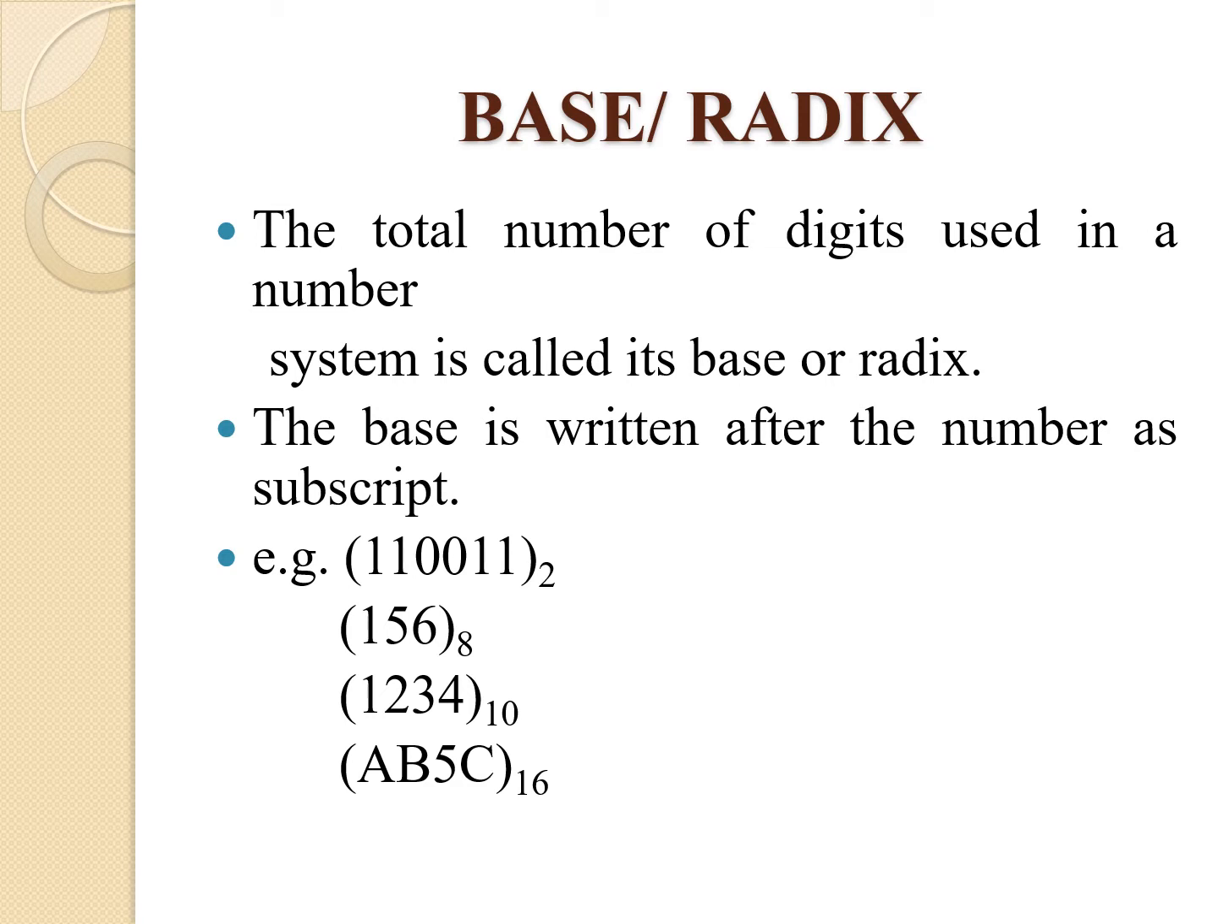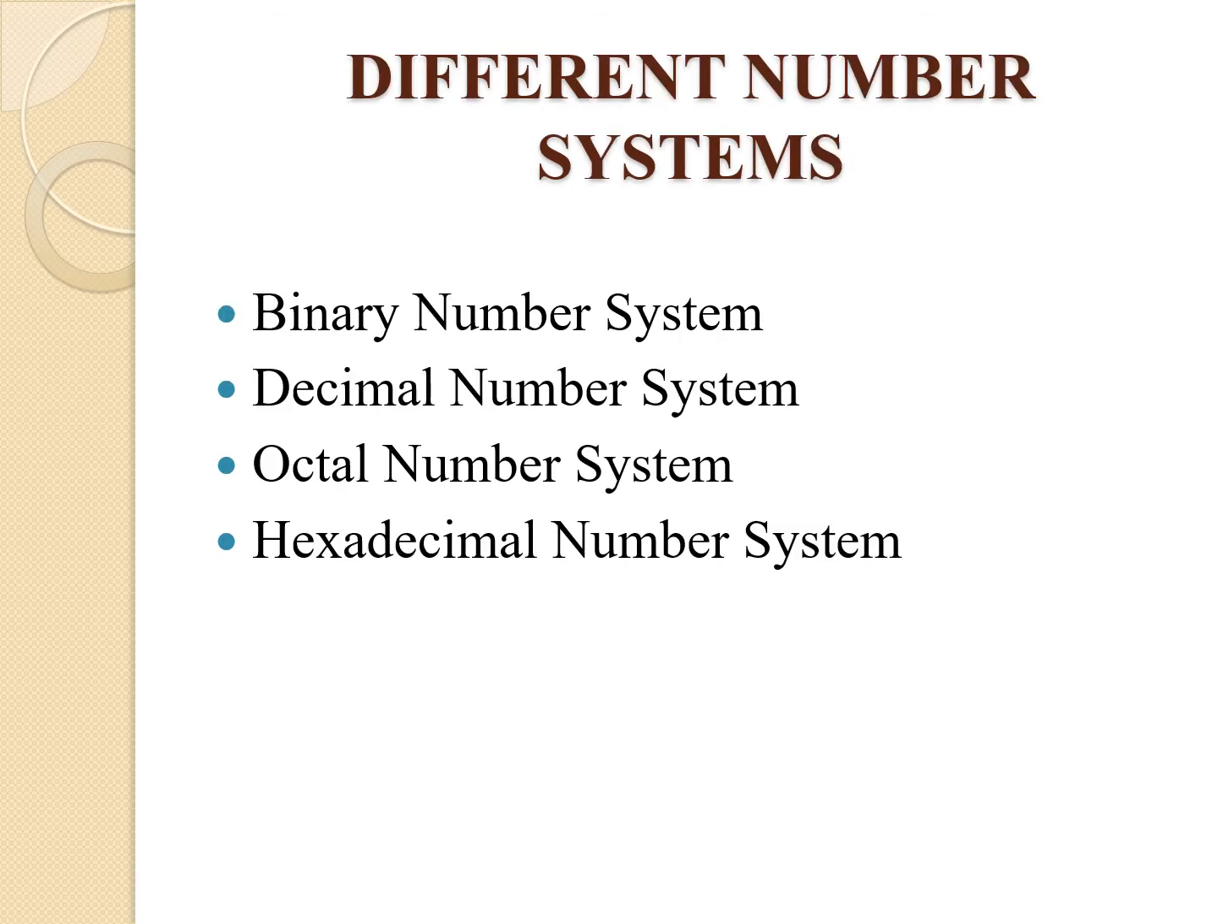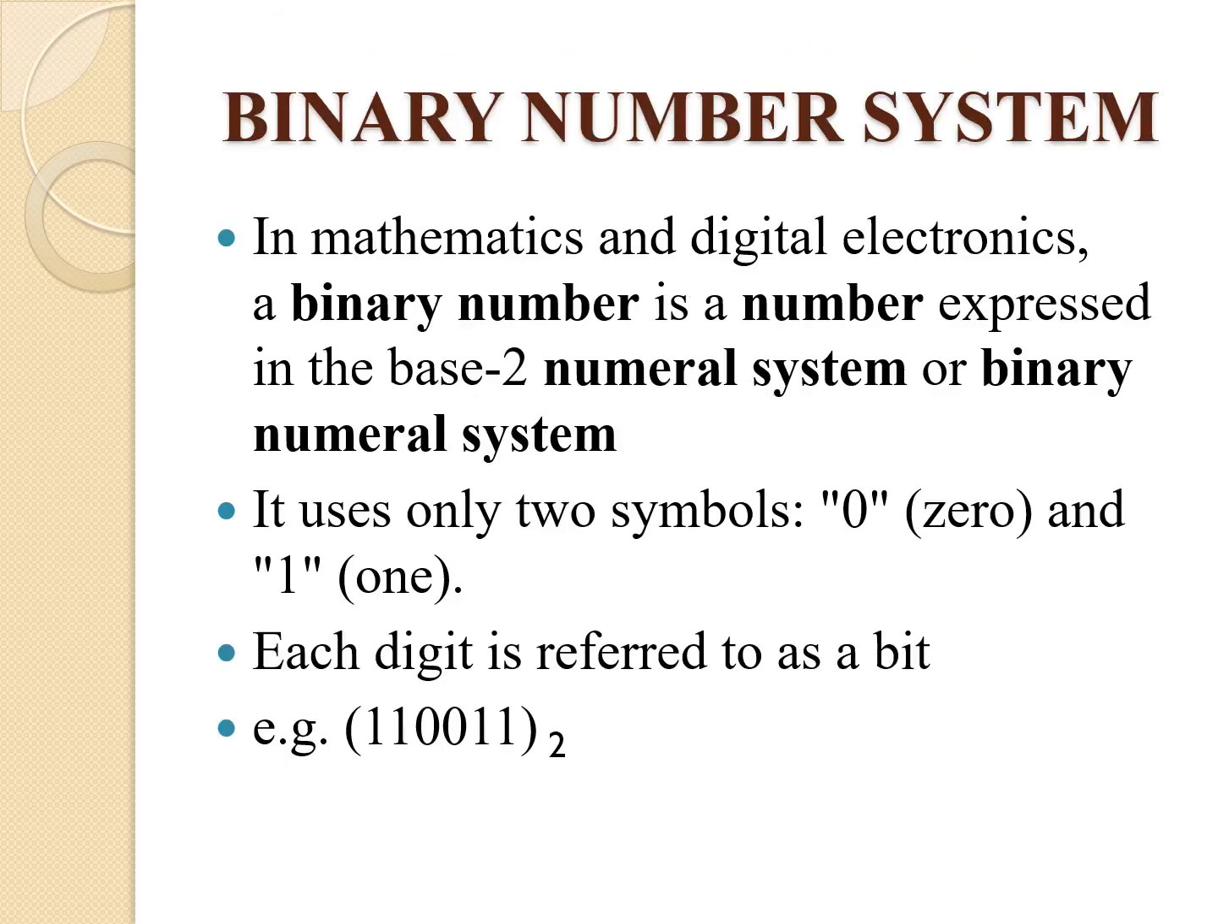The next example is AB5C, and 16 is the subscript or base we can say. So this is the hexadecimal number system. Now we'll go for the different number systems. There are different number systems such as binary number system, decimal number system, octal number system and hexadecimal number system.